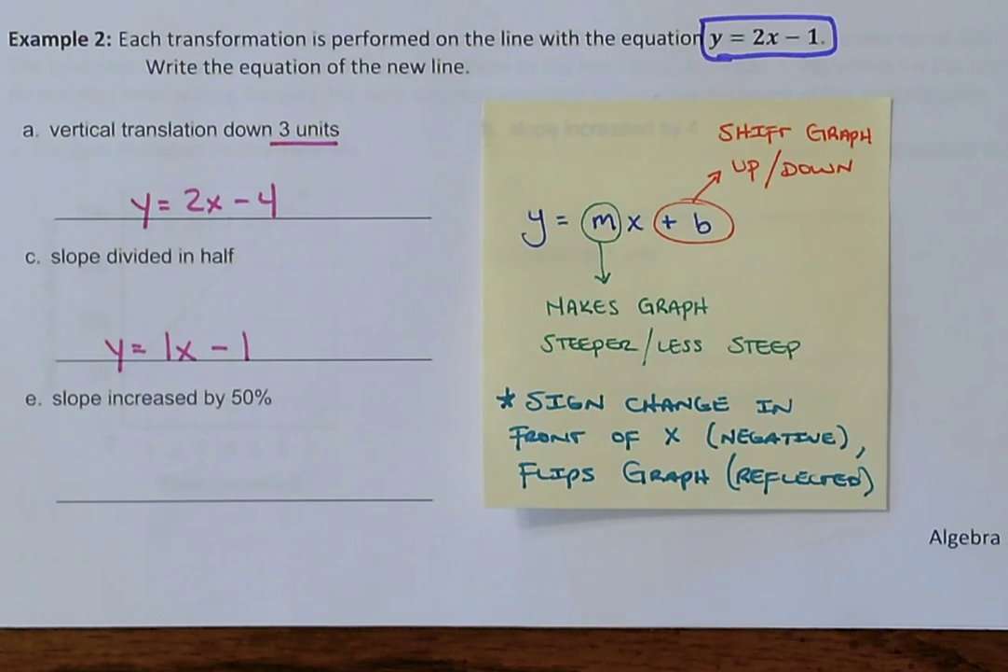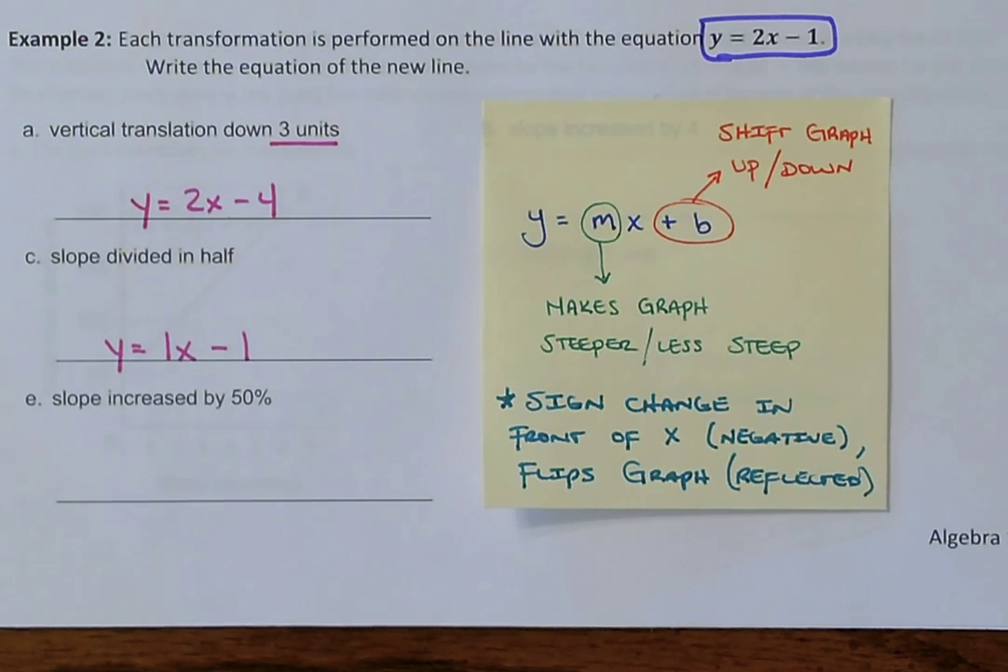Okay, all it asked us to do is to divide the slope. It didn't ask us to go through and change the translation. All right, for part E, it wants us to increase the slope by 50%.